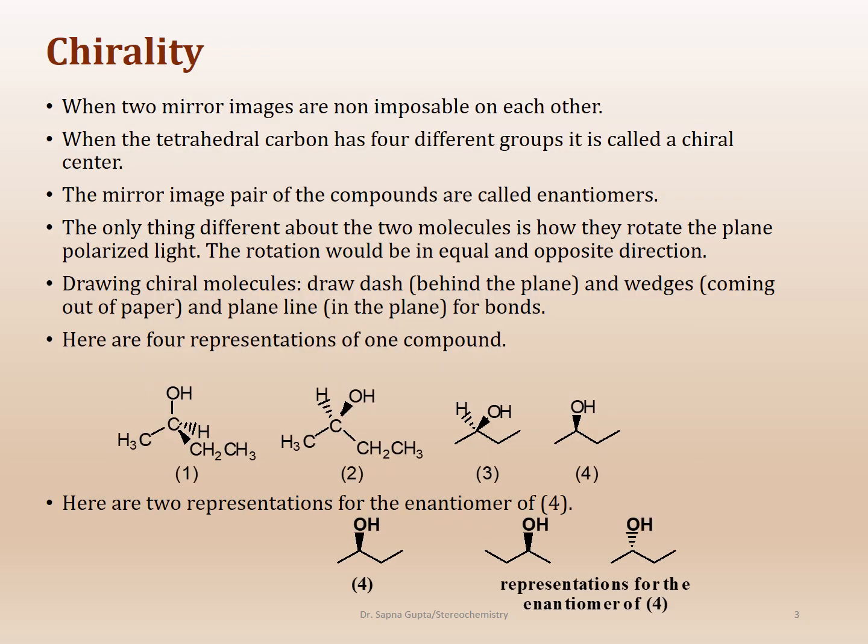Okay, so again, what is chirality? Chirality is when you have a mirror image, okay, that is non-superimposable on each other. And you see chirality when we have a tetrahedral carbon that has 4 different groups attached to it. That kind of a carbon is called the chiral center. Now see, it says here tetrahedral carbon, that means it has 4 single bonds, which means that carbon here is sp3 hybridized. The mirror images of these compounds are called enantiomers.